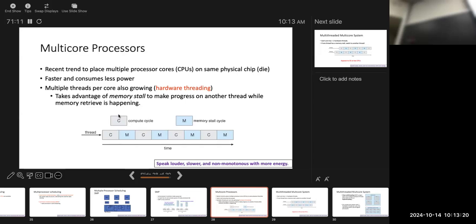Still you have a single core. But first you allowed thread 1 to run on it. But then when it faced the memory stall, instead of wasting your time, you said, okay, I can allow thread 2 to execute on the same core, right?